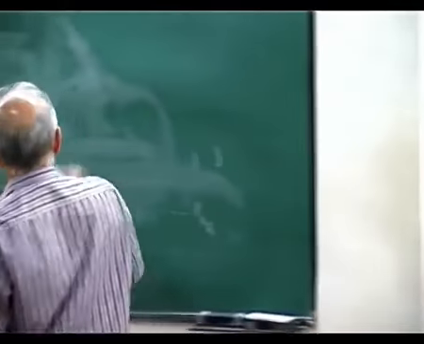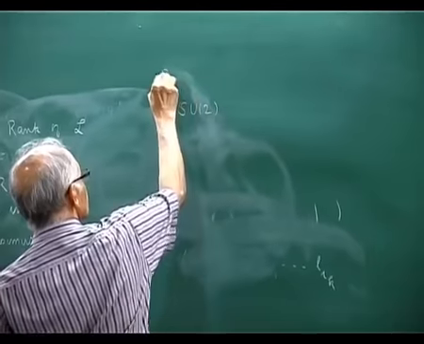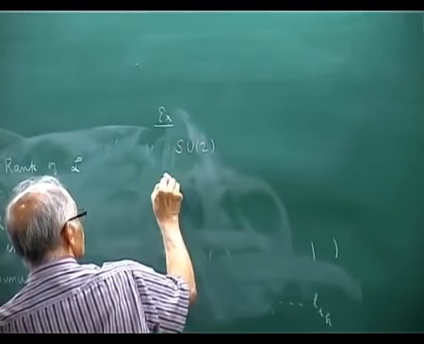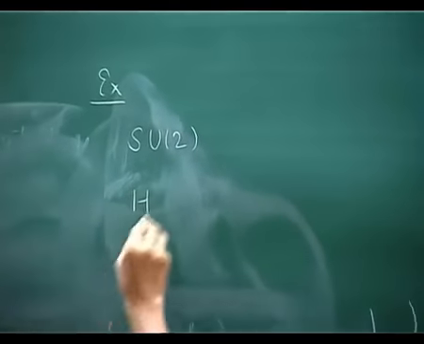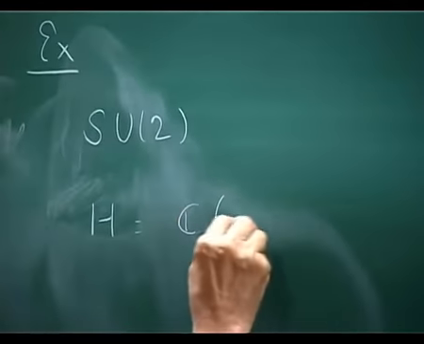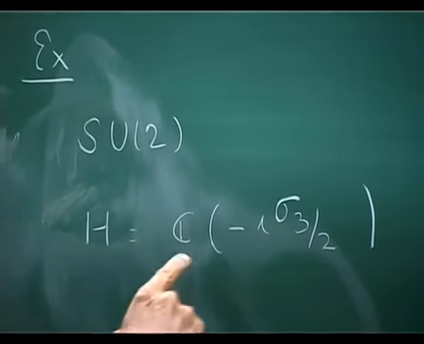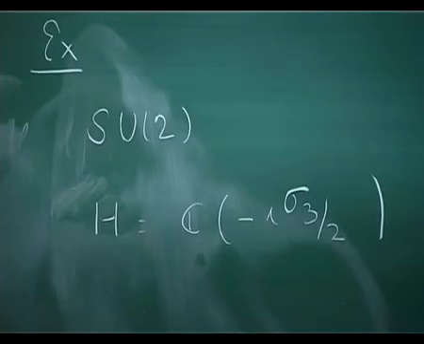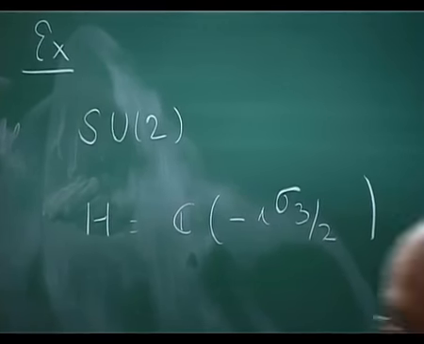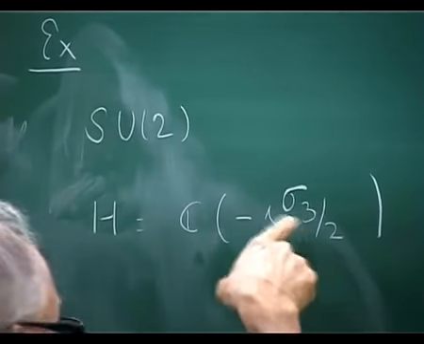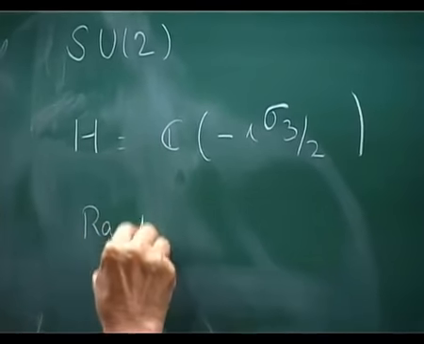So let me look at the SU2 example. H is the span of minus i sigma 3 over 2. I mean that you take all complex multiples of this. Or it could be any other thing, any conjugation. So rank is 1.